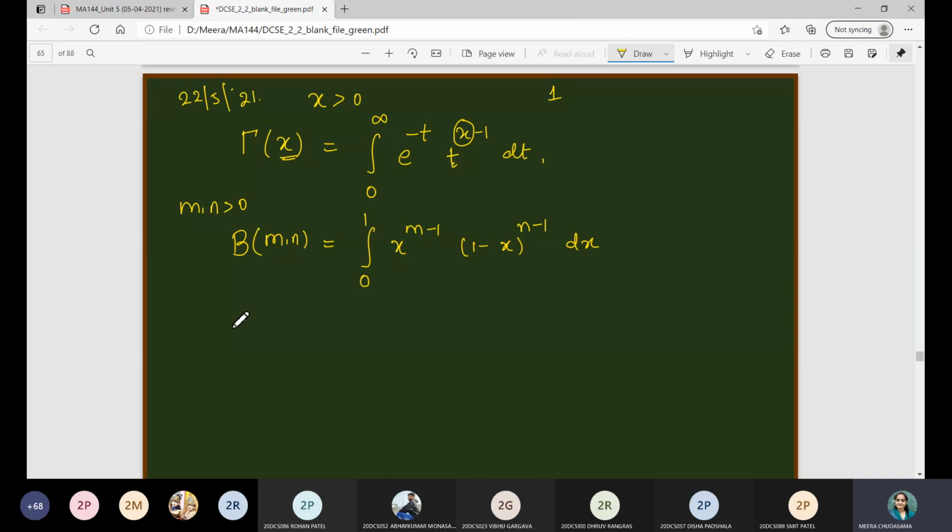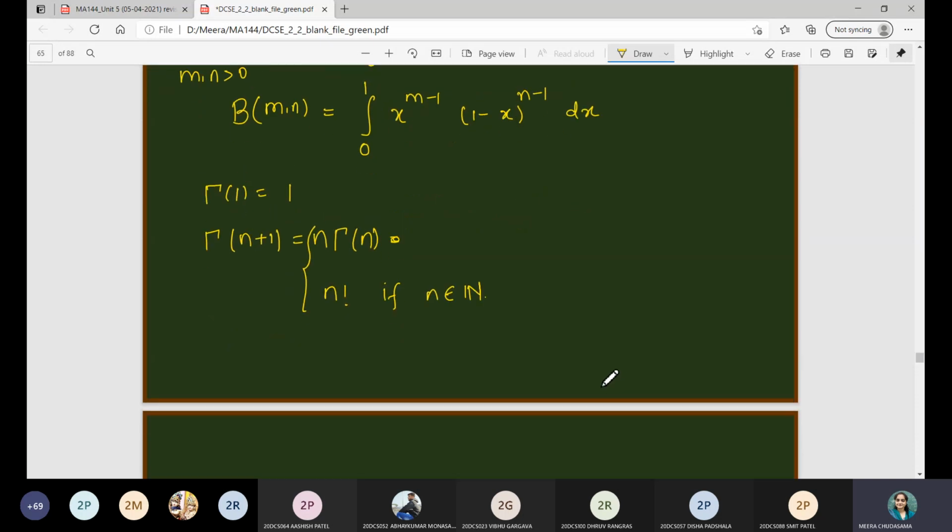After that, we have seen the properties. What will be gamma 1? One. Very good. If I consider gamma of n plus 1, what is the formula for it? n factorial, or n gamma n. So it is n gamma n for any number, and you can write n factorial if n is any natural number, right? And for the beta function, the order of arguments is not important, that is, beta m n is the same as beta n m.